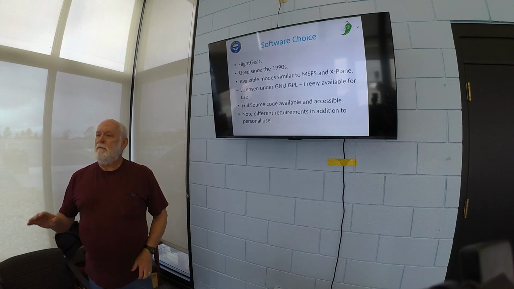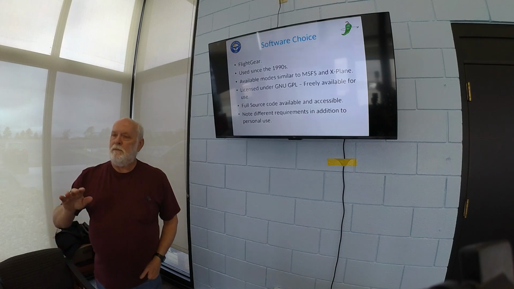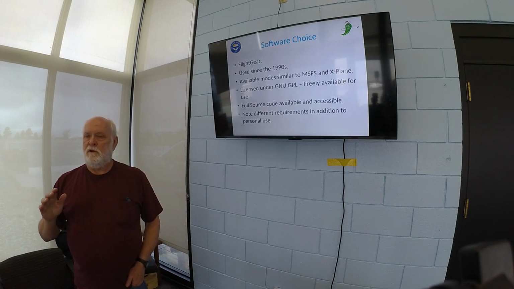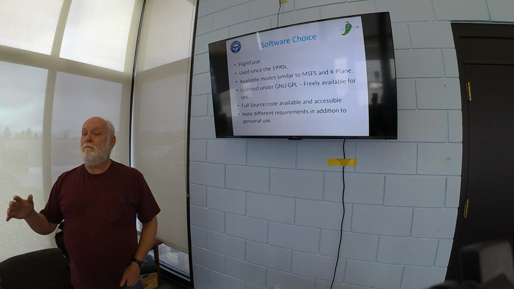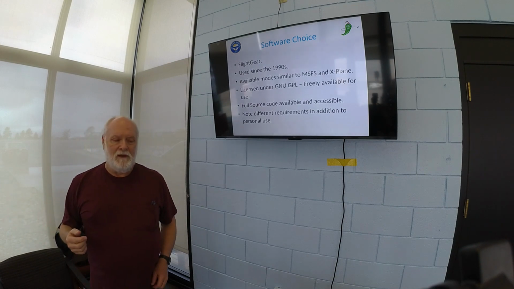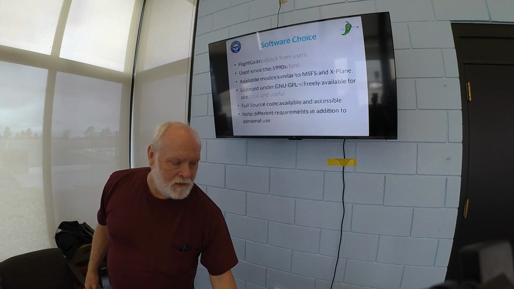So anyway, it is important to note we're not trying to compare FlightGear and X-Plane. They're two different systems for two different purposes. They both could be useful. So I'm kind of glad we're looking at the variety of systems.